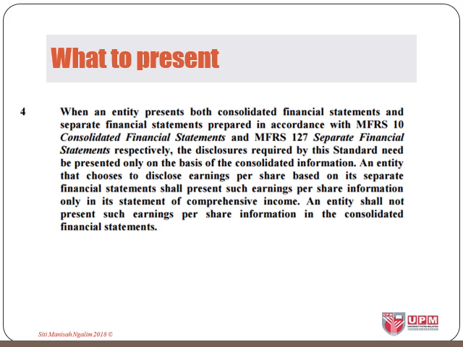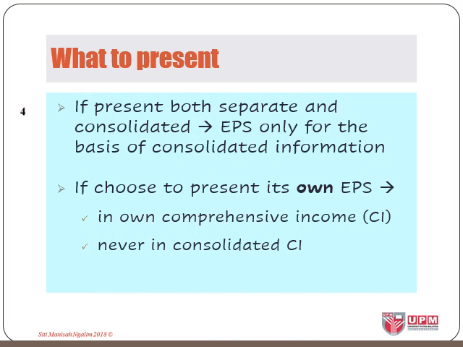In terms of what to present, that is, whose EPS should it present, especially in a group setting, is it the parent's individual EPS or the group EPS? If an entity presents both separate and consolidated financial statements, it needs to present EPS only on the basis of consolidated information, thus only the group EPS and not its individual entities' EPS. If it chooses to present its own EPS, an entity shall present it in its own comprehensive income and never in the consolidated comprehensive income.